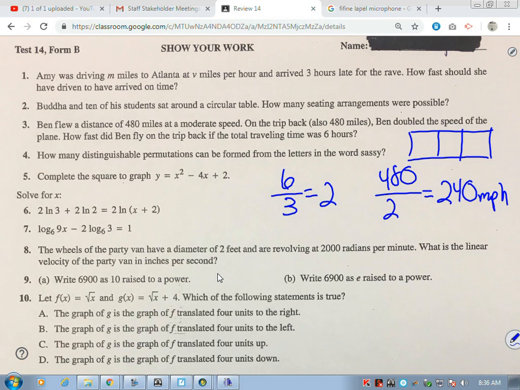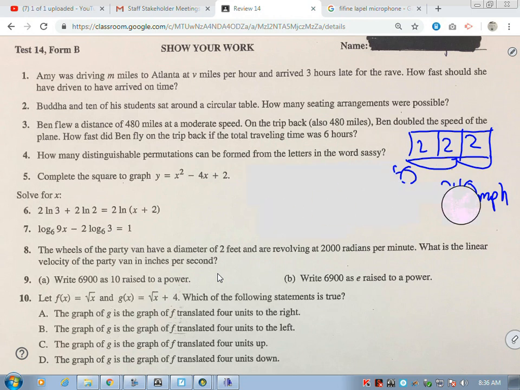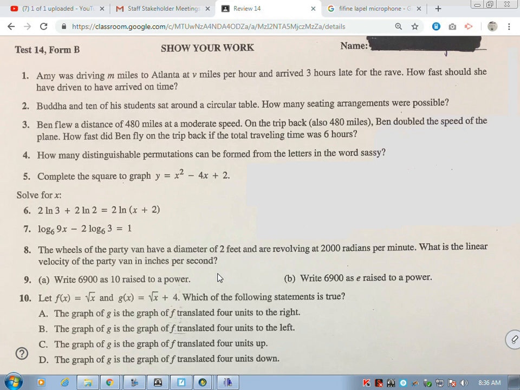So, if you imagine that as 6 hours, here's 2, 2, and 2. This is the trip back. This was the trip there. Okay. All right. So that's number 3. You should have gotten 240 miles per hour.